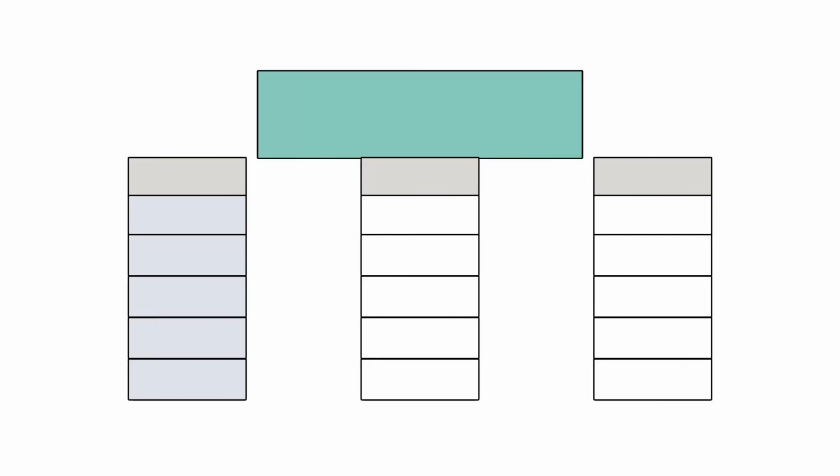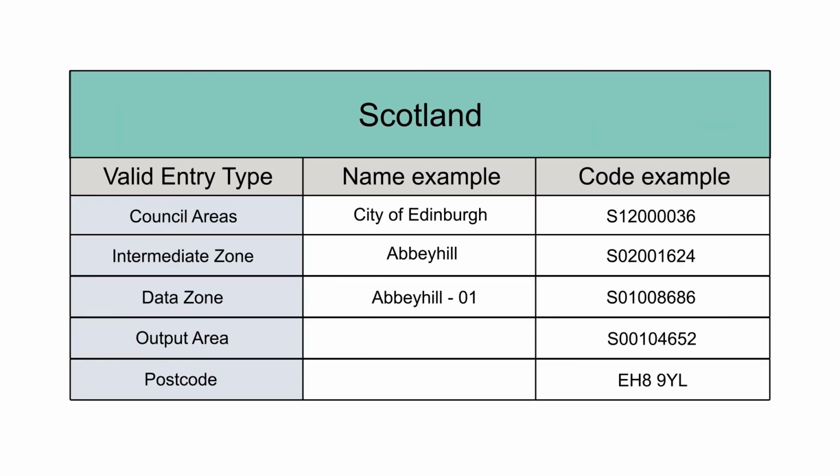The table on the screen illustrates a list of valid search entries. This information is also provided in the expanding box at the bottom of the page, alongside an indicative list of invalid entries. An invalid entry will result in a blank error screen.